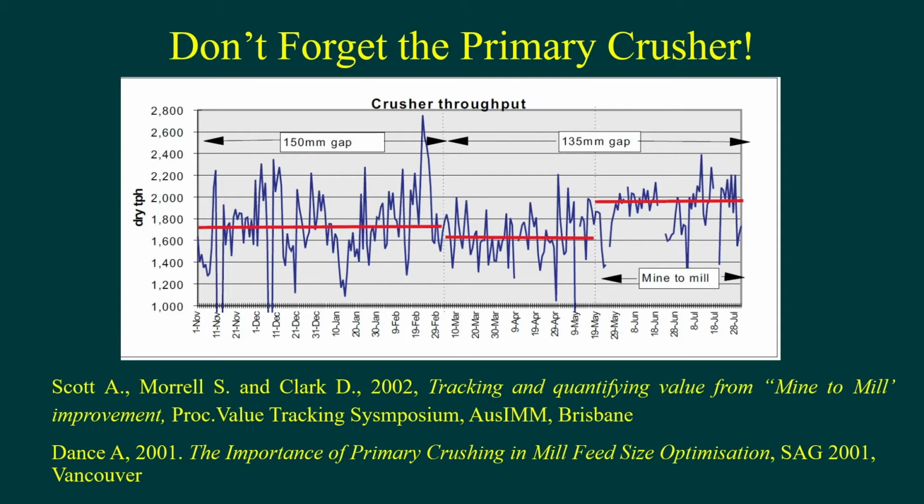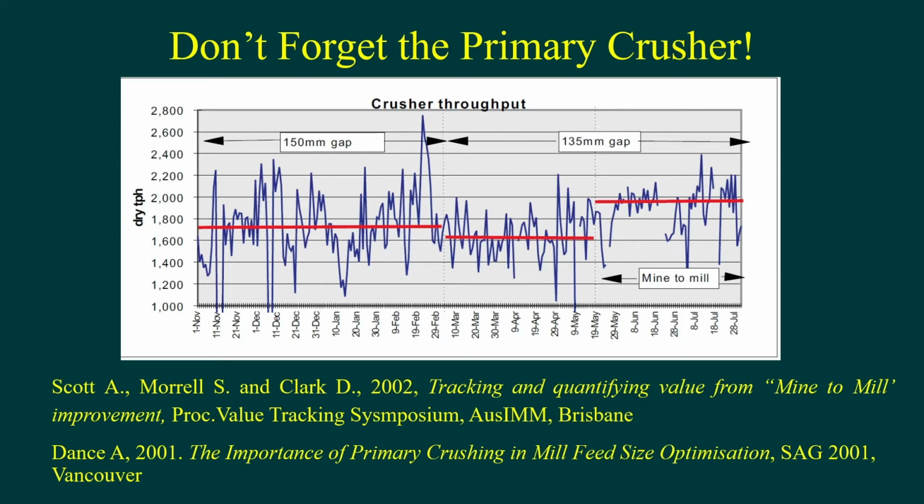And there are two really excellent papers, particularly that of Adrian Dance back in 2001, where he discusses the importance of the primary crusher in mill feed optimisation. And in the other paper by Andrew Scott, myself and David Clark back in 2002, we also discuss how the primary crusher must be used if you go along the path of finer ROM.